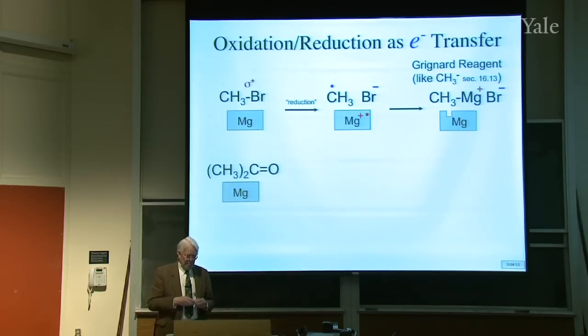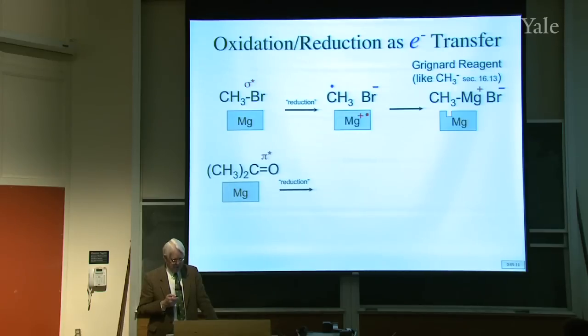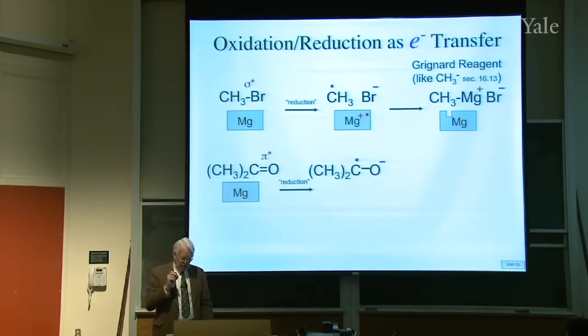Okay, now another example is a ketone. So it can react with magnesium. Now where will the electron go? Raul, what do you say? What's the low LUMO in acetone? Pi star. So we'll put an electron in pi star. Okay? So now we can write that as a charge on oxygen and the radical on carbon. It doesn't break the bond because there was a double bond to begin with, so it just went down to a single bond now.